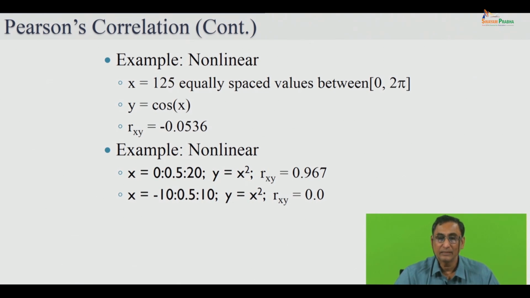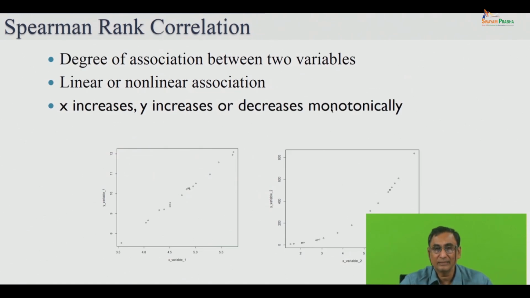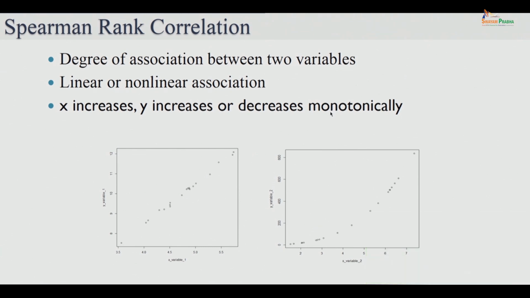So let's look at other correlation coefficients. You should note that Pearson's correlation coefficient can be applied only to real valued variables like we have here, not ranked or ordinal variables. So let's look at other correlation coefficients that can be applied even to ordinal variables. Now here's a case where we only look for the degree of association between two variables, but this time the relationship may be either linear or non-linear.